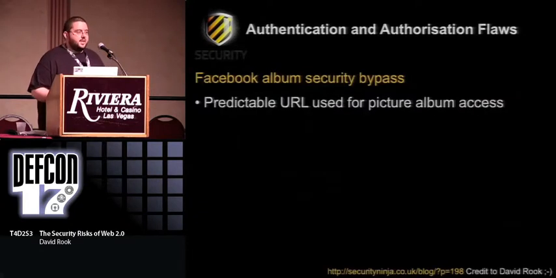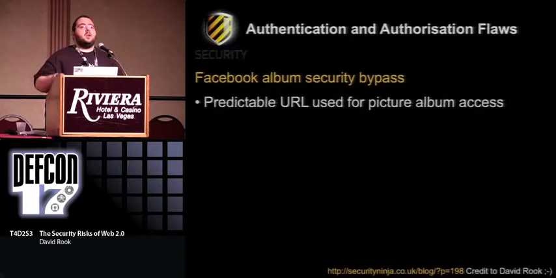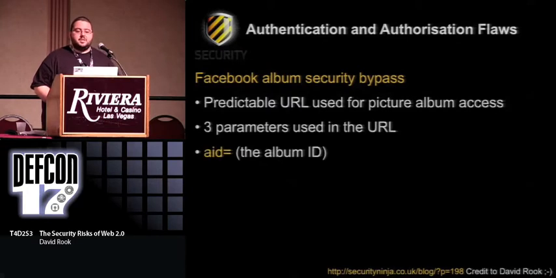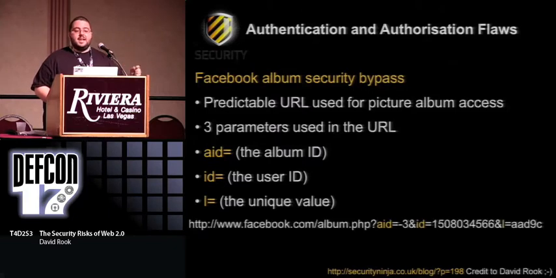A flaw I found in Facebook earlier this year allowed me to bypass the security mechanism they had on accessing people's picture albums. What I found is they had a very predictable URL to access photo albums. The URL just had 3 parameters: an album ID, a user ID, and an L equals value. And the L equals value is the only unique value in some instances.